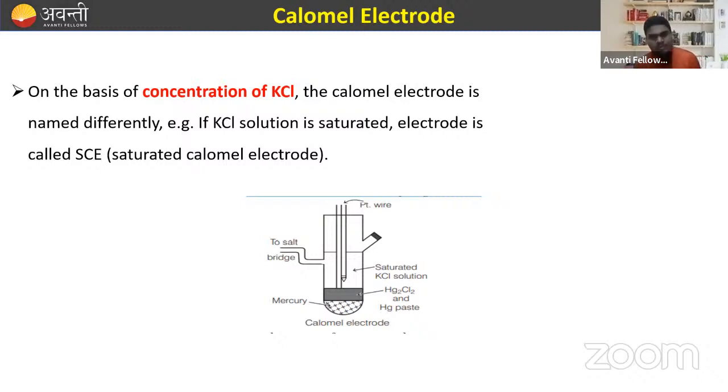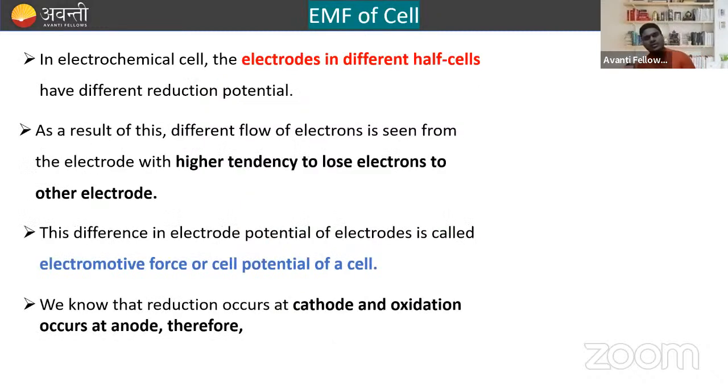So it depends basically on the concentration of the KCl. On the basis of the concentration of KCl, the calomel electrode is named differently. For example, if the KCl solution is saturated, then the electrode is called SCE, that is saturated calomel electrode. Now we know how to calculate the electrode potential, right?